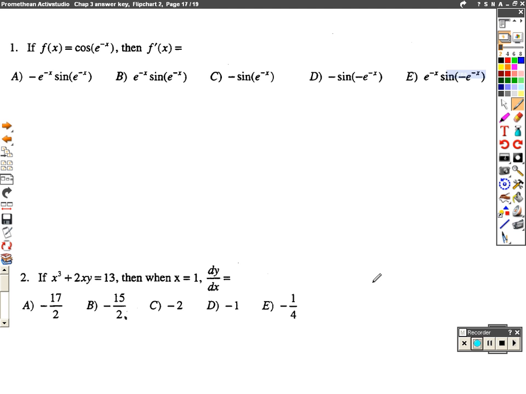Problems I think are most important for tomorrow's quiz. So let's start. This is the multiple choice review problems that I gave you.